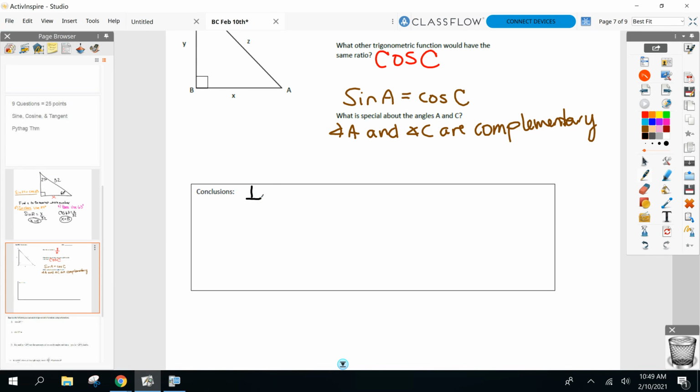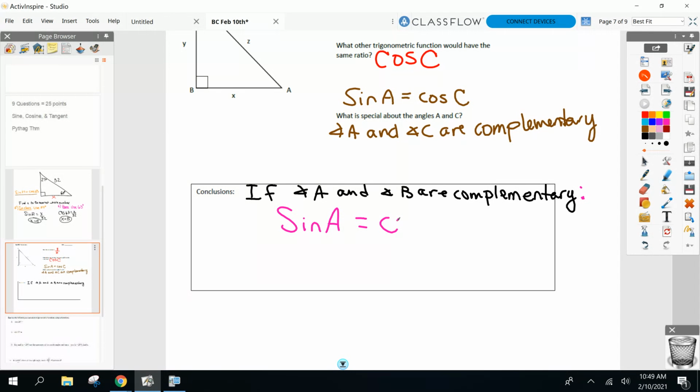Here we go. If angle A and angle B are complementary. I'm just doing it in general. Okay? I'm not going based on the diagram anymore. If angle A and angle B are complementary, not going off the diagram anymore, this is just a general conclusion. Then, ready? The sine of one of them, A, is going to be equal to the cosine of the other.